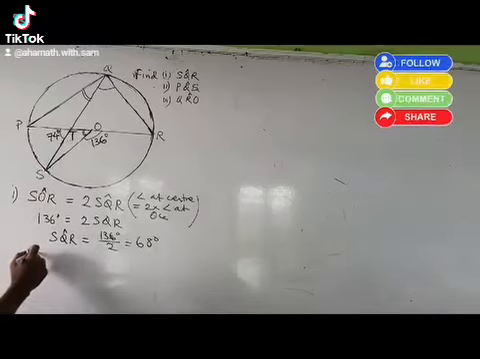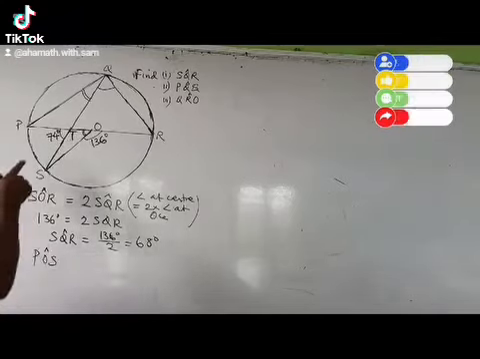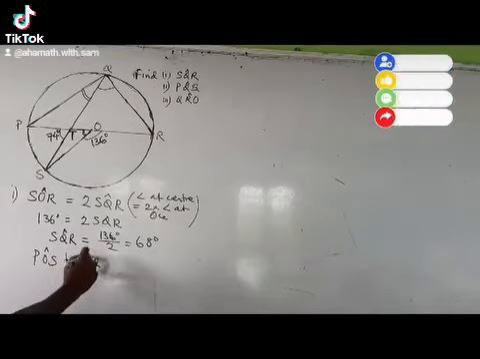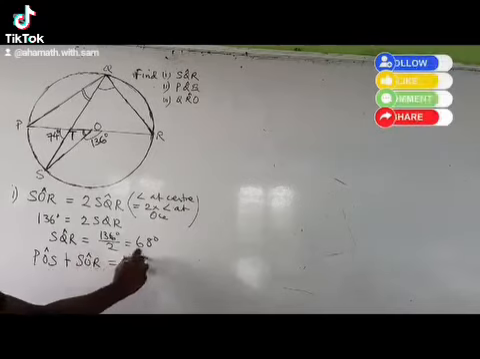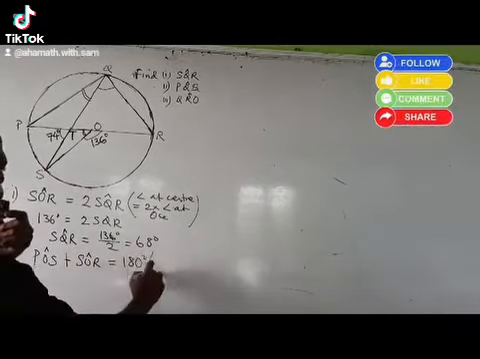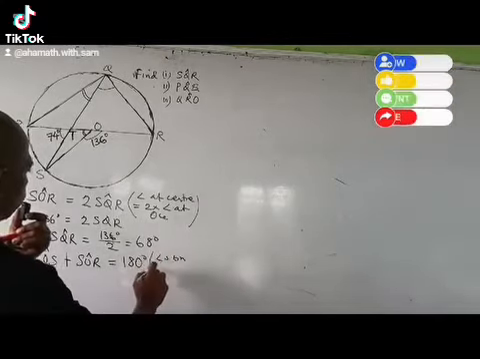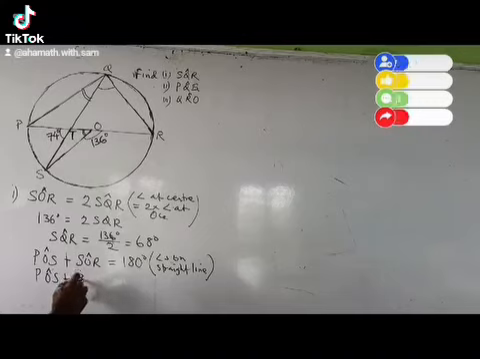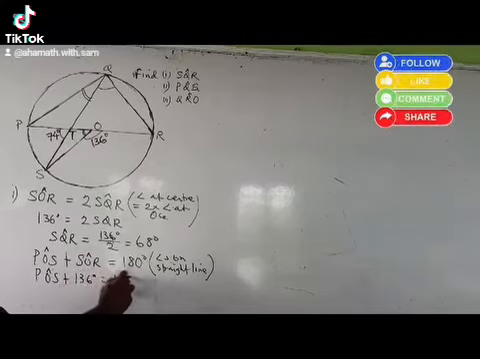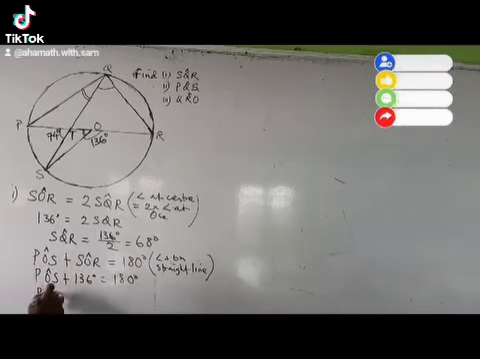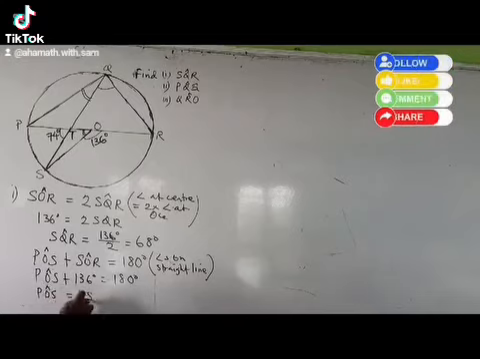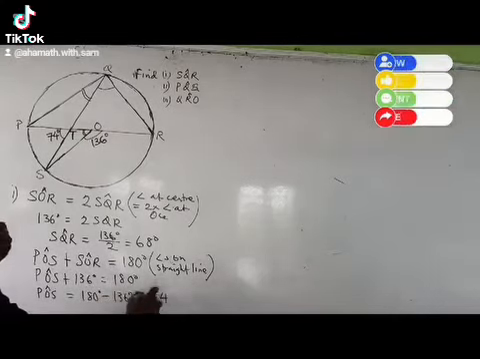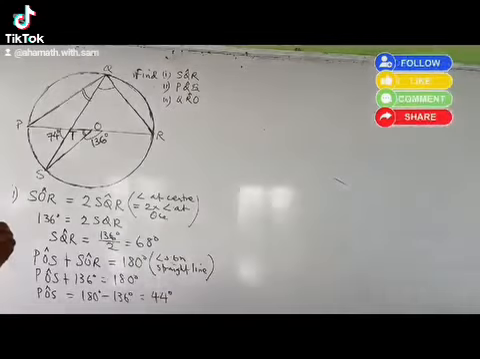We notice that angle POS, which is the angle that PS subtends at the center, plus angle SOR is equal to 180 degrees. The reason is that both of them are angles on a straight line. So POS plus SOR, which is 136 degrees, is equal to 180 degrees. Now POS will be equal to 180 degrees minus 136 degrees. That gives us 44 degrees.